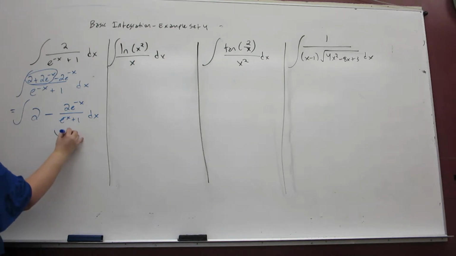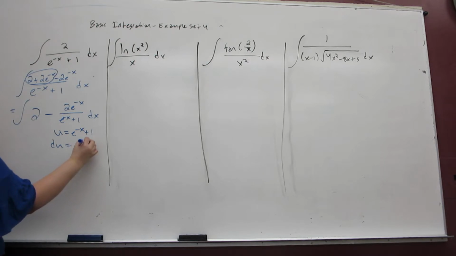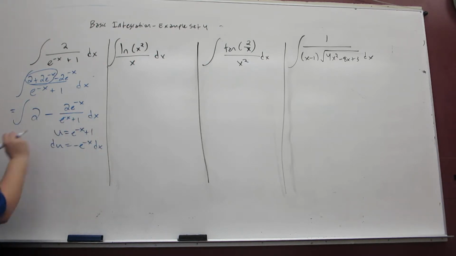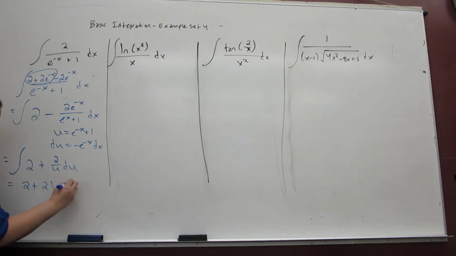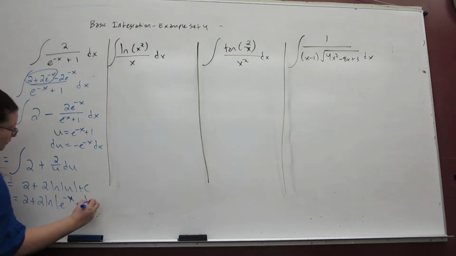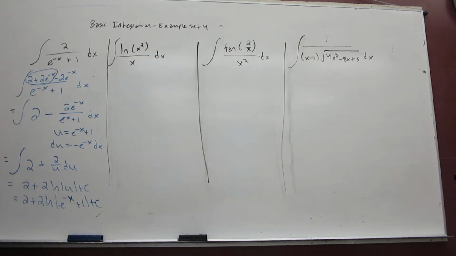Now I can do my u substitution, where u is my denominator. du is then minus e to the minus x dx, which I have present. So my integral becomes the integral of 2 plus 2 over u du. The antiderivative is 2u plus 2 ln of the absolute value of u, and then of course I have to remember to undo my substitution for my final result.